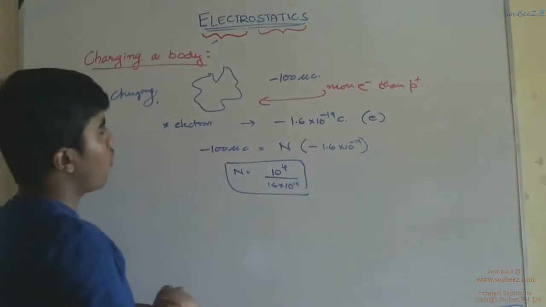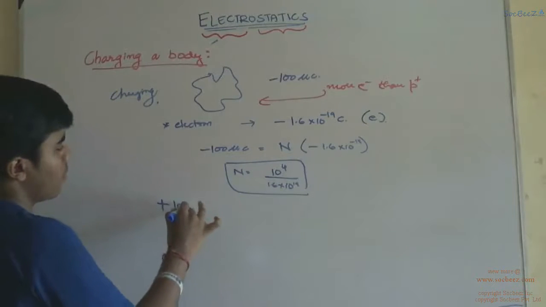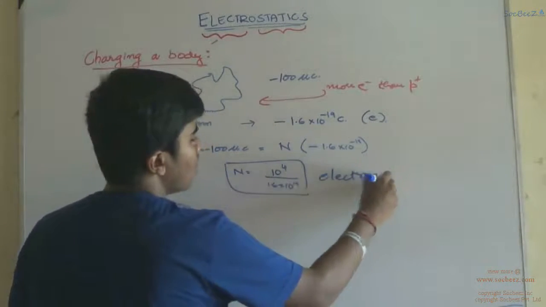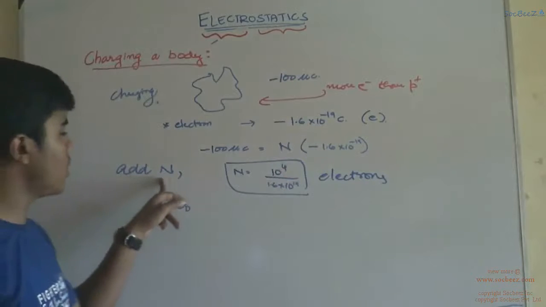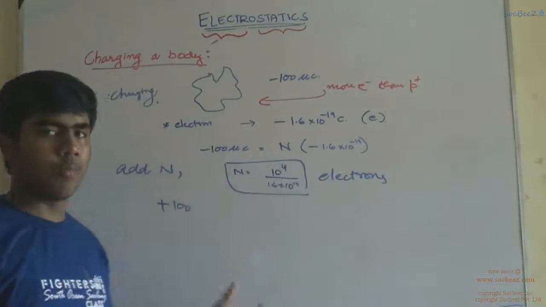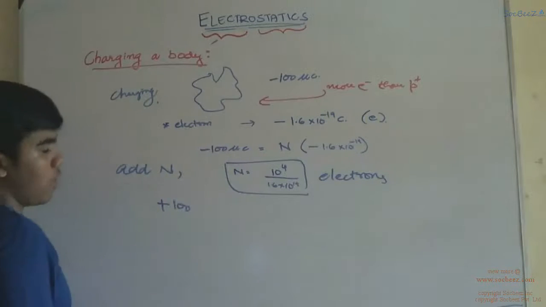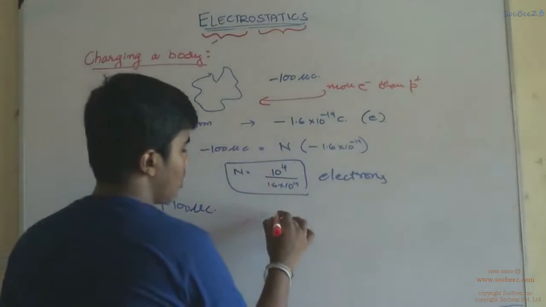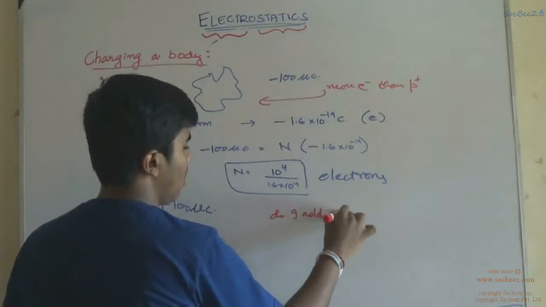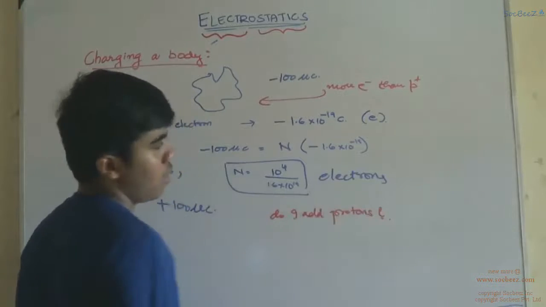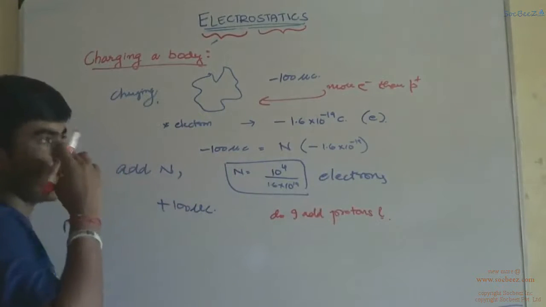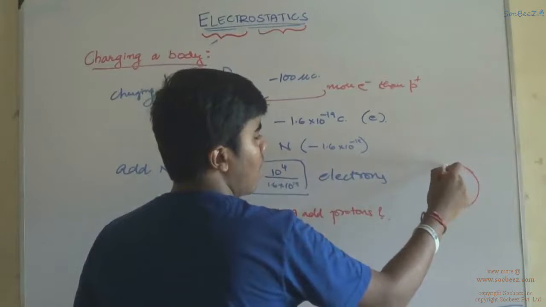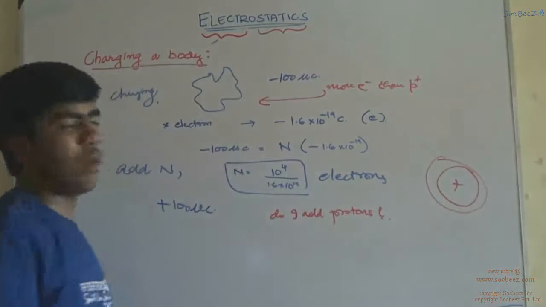Now what if I want a charge of plus 100 microcoulomb? For getting a charge of minus 100 microcoulomb, what I did was add n electrons, where n is equal to this much, so that I get a charge of minus 100 microcoulomb onto the body. Now what do I do to get a plus 100 microcoulomb? Do I add protons? No, I would say no, because we cannot isolate protons. Consider a nucleus having a proton, and there will be lots of electrons here, so it's very difficult to isolate a proton.